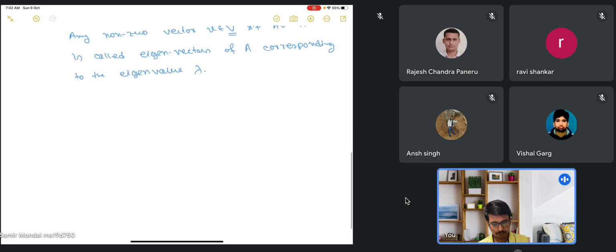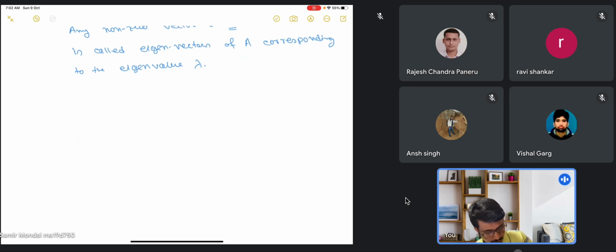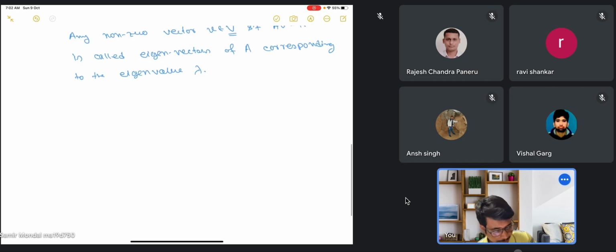Now I want to give you one very easy exercise. Before that, we want to observe something. Suppose u is your eigenvector, then we can write Au equals lambda u, where u is non-zero and u is an eigenvector of A and lambda is an eigenvalue, or you can say lambda is a scaling factor of u. Take another v equal to alpha u, where alpha belongs to R.